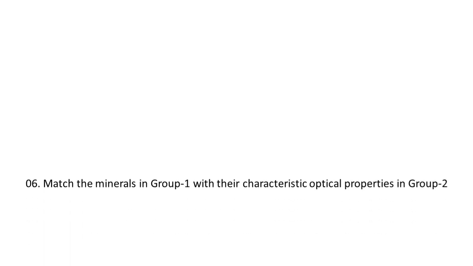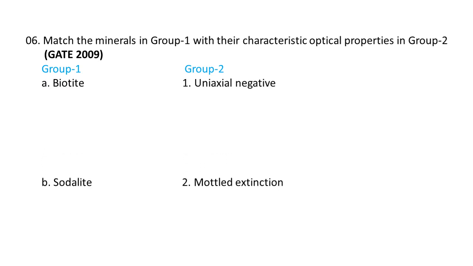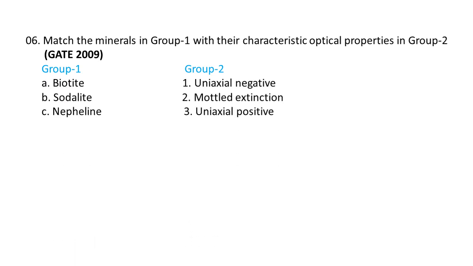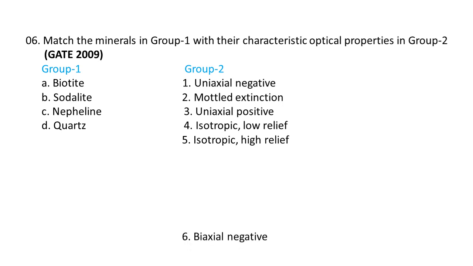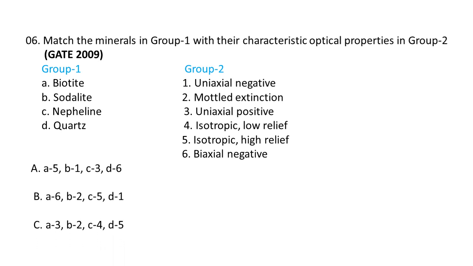Next question. Match the minerals in group 1 with their characteristic optical properties in group 2. That means in group 1 minerals are given, and in group 2 optical properties are given. Group 1 is represented as biotite, sodalite, nepheline, quartz, and in group 2 properties like uniaxial negative, mottled extinction, uniaxial positive, isotropic low relief, isotropic high relief and also biaxial negative are given. The choices are A, A5, B1, C3, D6, and B, A6, B2, C5 and D1, and C, A3, B2, C4 and D5, and D, A2, B4, C1 and D3.